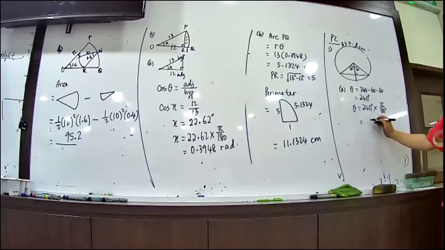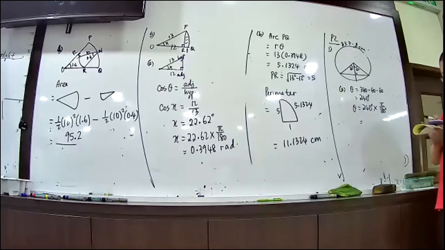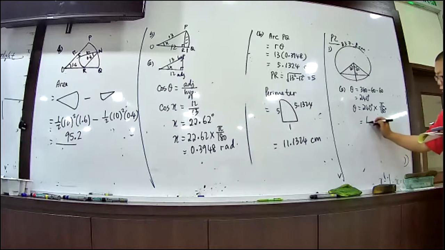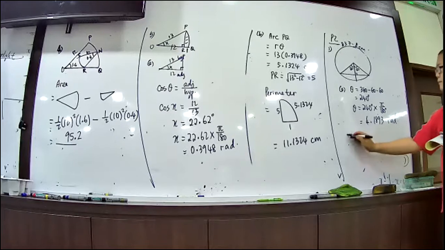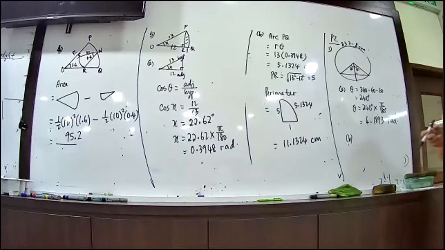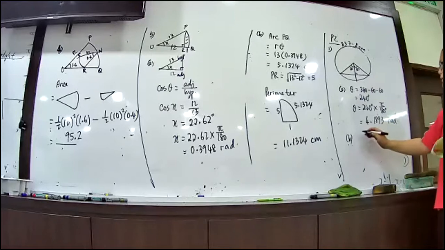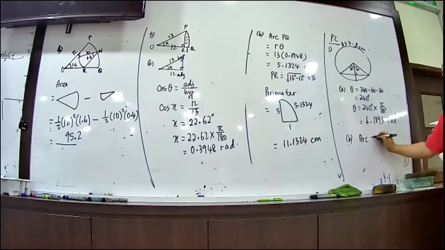Because you want to convert it to radian form, the answer should be, with pi as 3.142, okay? So 3.142, you're getting the answer 4.1893. Okay, and then the radius. You want to find the radius, right? For the major arc, you are getting 837.8. So r theta.